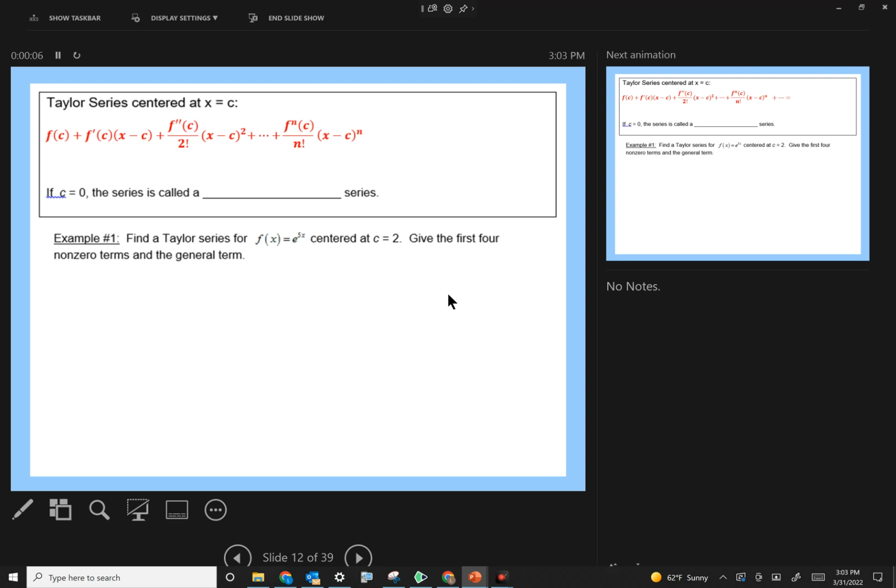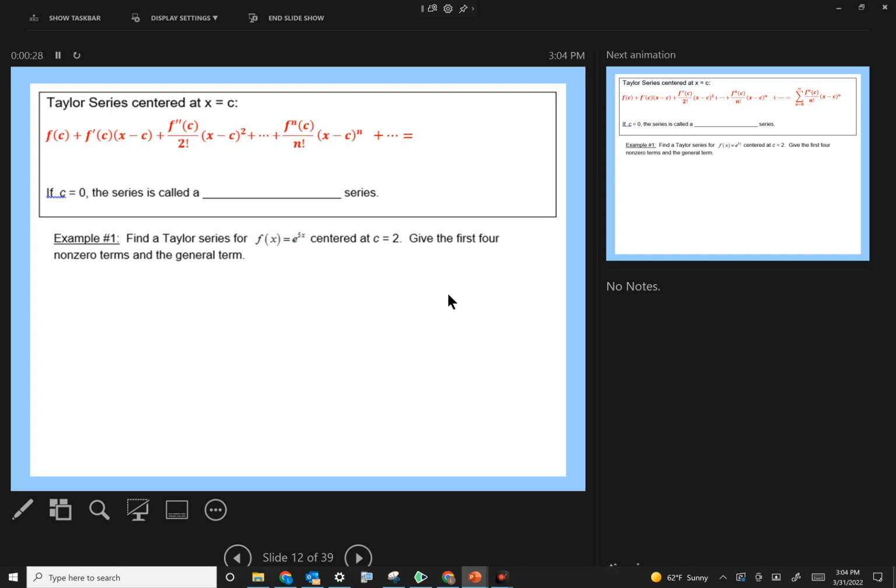So you went out to the f to the nth derivative, right, over n factorial x minus c, but isn't that how we ended the polynomial? So what do I need at the end? Yeah, plus dot dot dot.